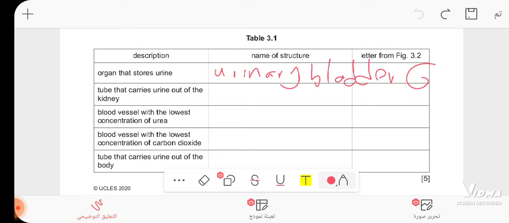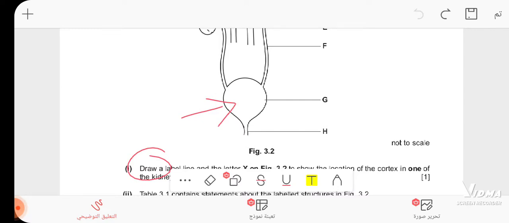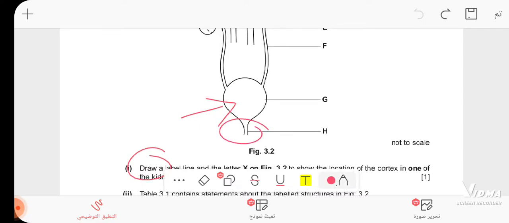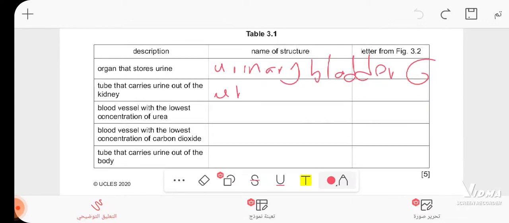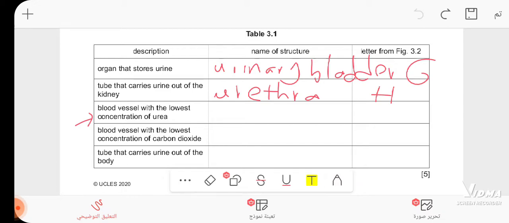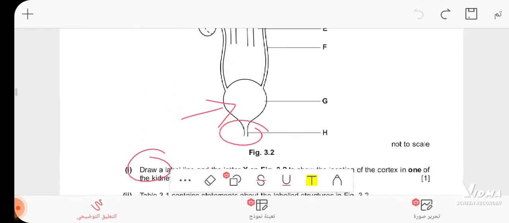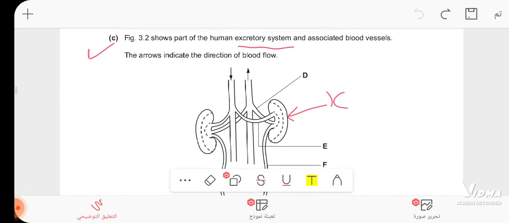Tube that carries urine out of the body, which is the urethra. This urethra extends from the urinary bladder. H, called urethra. Blood vessel with the lowest concentration of urea. It is the vein, which is the renal vein, D. Renal vein.